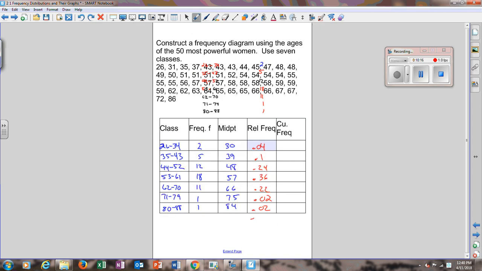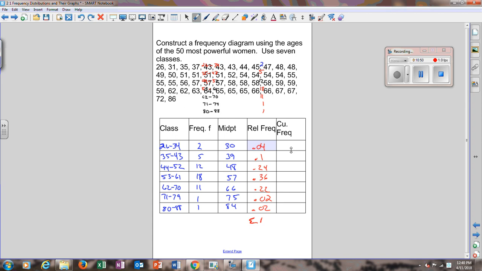Remember that some of this should be close to 1. So we add those all together. And that gives you a total of 1.